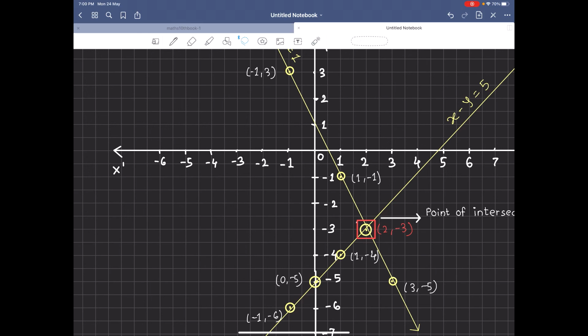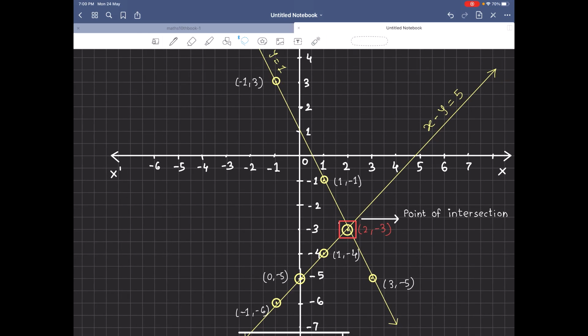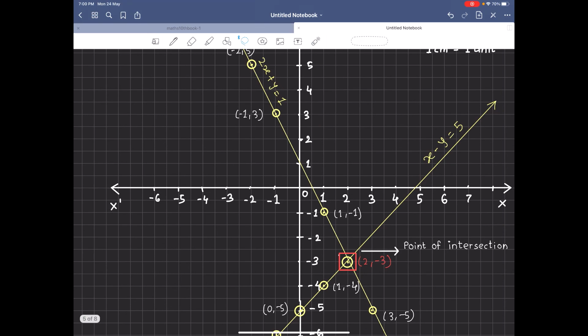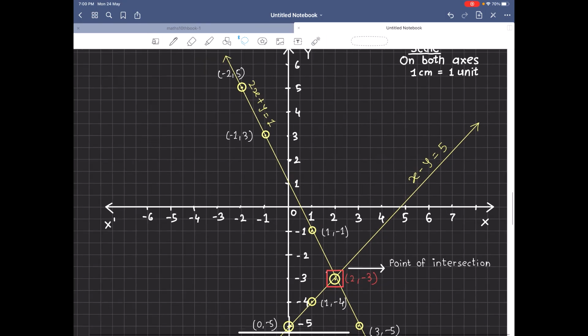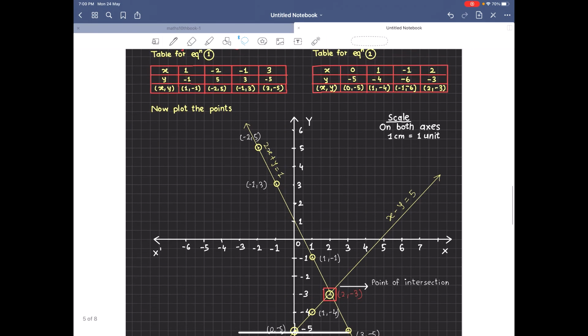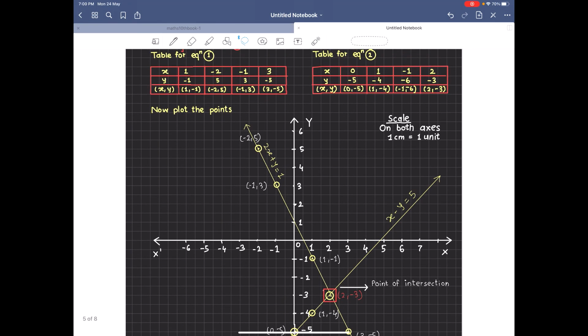Now, after getting these 4 points, draw the straight line which is passing through all the 4 points. I have drawn that straight line and I have written the equation. Always write the equation on that line, that is 2x plus y is equal to 1. Okay. Now next, we have drawn the table for equation 2.